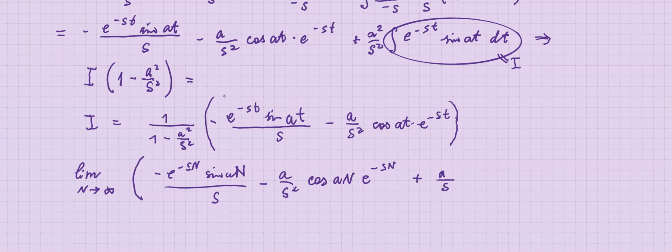Okay, almost done. When t is equal to 0 here, it's 1. When t is equal to 0 here, it's also 1. So it's minus a over s squared. But because we subtracted, that's plus a over s squared.